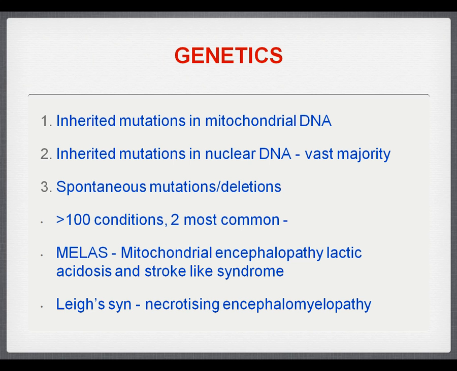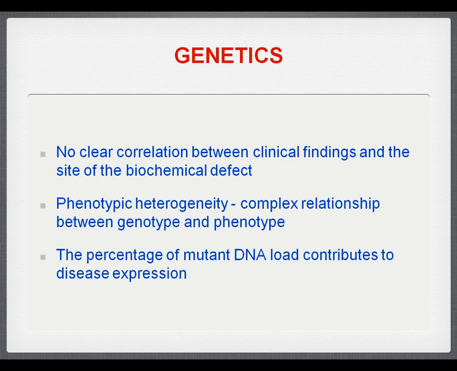The two most common that people have probably heard of at least are MELAS, which is mitochondrial encephalopathy, lactic acidosis and stroke-like syndrome, and also Leigh syndrome, which is a subacute necrotizing encephalomyelopathy, which from what I read is quite a severe mitochondrial disease. So there doesn't appear to be any clear correlation between the clinical findings and the site of the biochemical defect. Everywhere they talk about, which I guess isn't unusual, phenotypic heterogeneity, and a complex relationship between the genotype and phenotype, and also, what makes sense, that the percentage of mutation load is going to affect the severity of the disease.